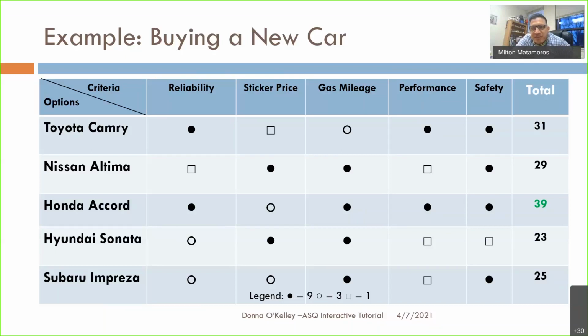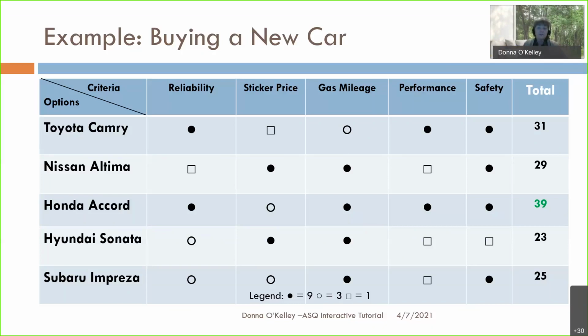Yeah, these are all sedans, basically. That's why I picked them, because if you're thinking of a Porsche versus a Camry, those options wouldn't be here because you would have narrowed that down ahead of time.